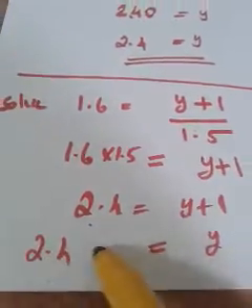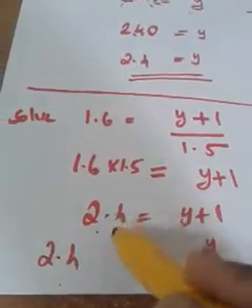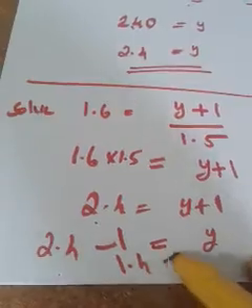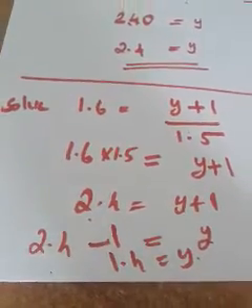When you take something to the left side, whatever things are already in the left side, you have to write first, and leave a space for that number. So when you take the plus 1 to the left side, it becomes minus 1. So y will be 2.4 minus 1. What is that? 1.4 is nothing but y. The value of y will be 1.4.